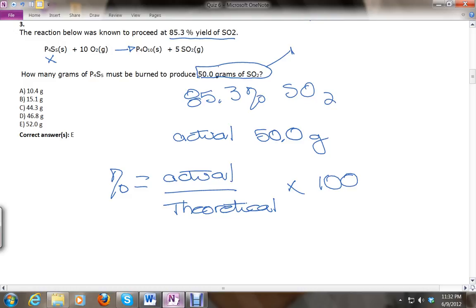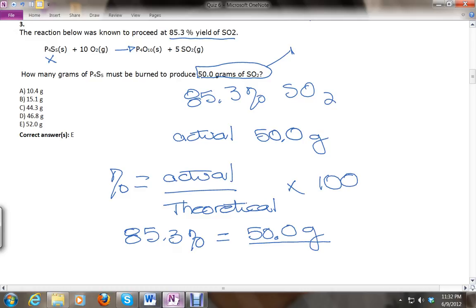So what do you need to do? Base your calculation on how much you need to burn to theoretically produce more than 50, so that 85% of that number would be 50. In other words, theoretically you're supposed to get more. Remember, the 85.3% is just a percentage less than 100 of what you're really going to get. So 50 would be the actual yield, and 85.3% equals the actual yield, which is 50. So you really want to get 50 grams after the experiment.